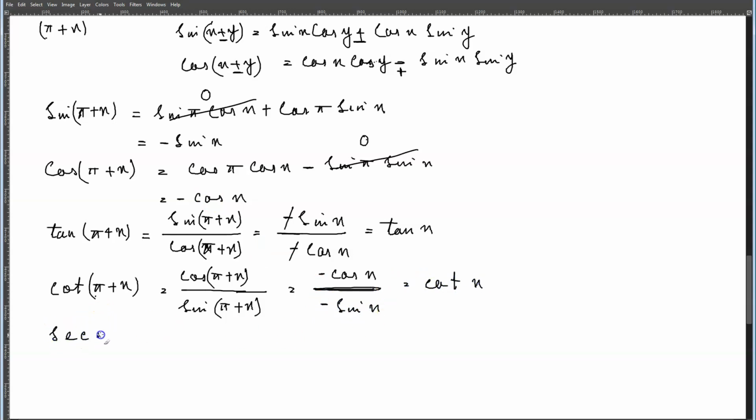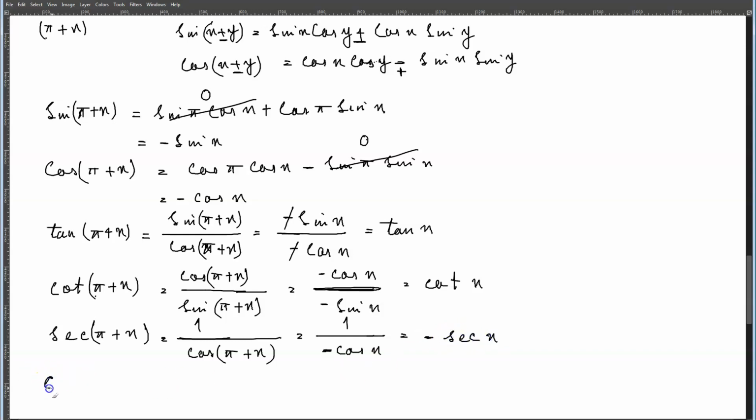What is the secant of pi plus x? The secant of pi plus x is equal to 1 over cos of pi plus x. Cos of pi plus x is equal to negative cos x, so that's 1 over negative cos x, and that is equal to negative secant x.